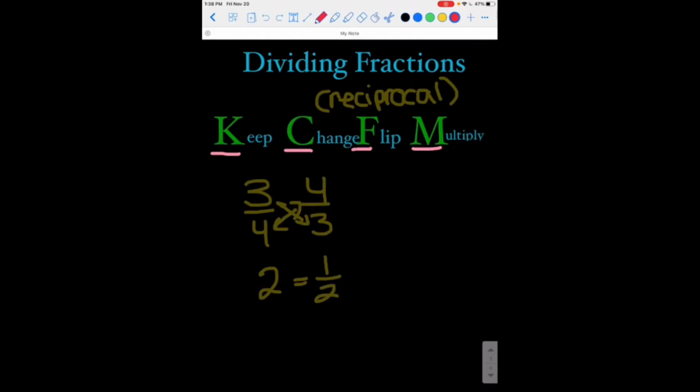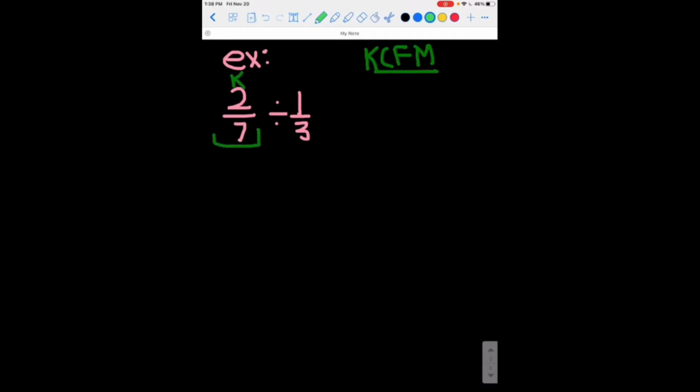So let's do some examples of how to divide fractions. The first example I have is 2/7 divided by 1/3. So usually you should write KCFM on the top of your paper. This way you do not forget. So KCFM: keep, change, flip, multiply. Flip means reciprocal. So first we're going to keep the fraction. Whatever your first fraction is, which in this case is 2/7, we keep that. So we rewrite it on the bottom of our page.